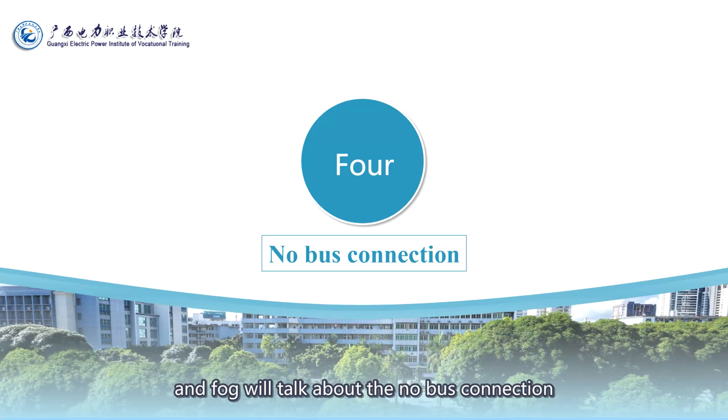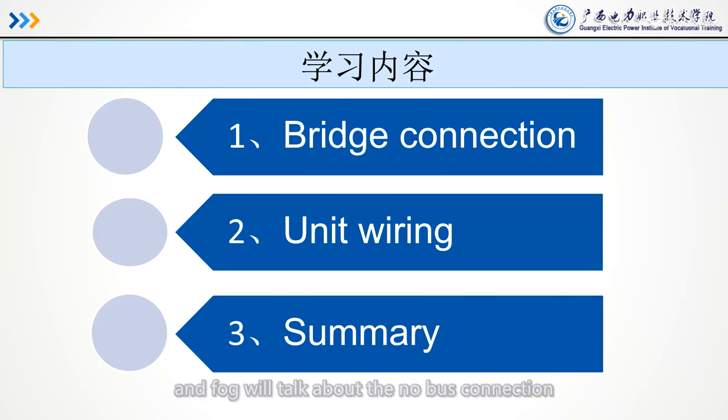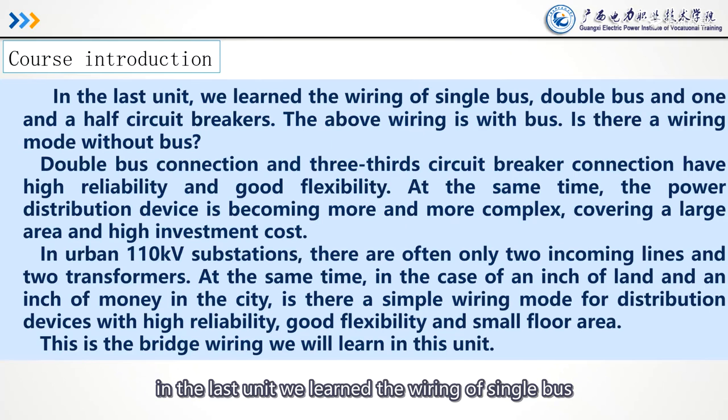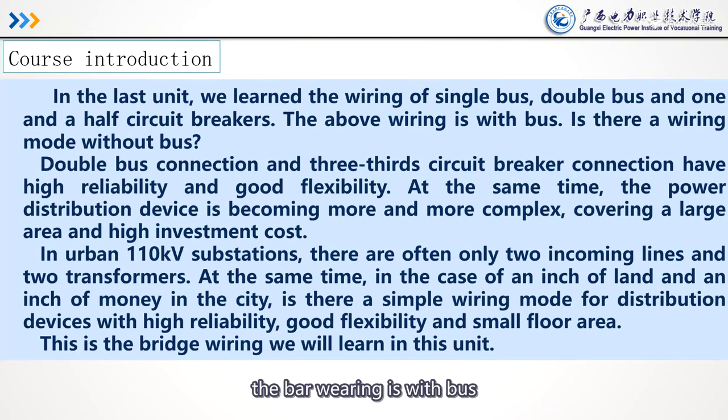And 4, we will talk about the no-bus connection. We'll go to the bridge connection and the unit wiring. In the last unit, we learned the wiring of single bus, double bus, and 1.5 circuit breakers. These wirings are with bus. Is there a wiring mode without bus?